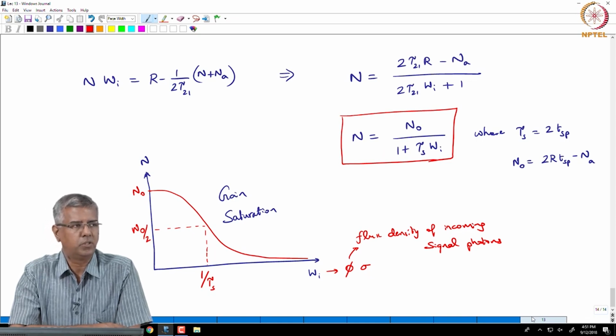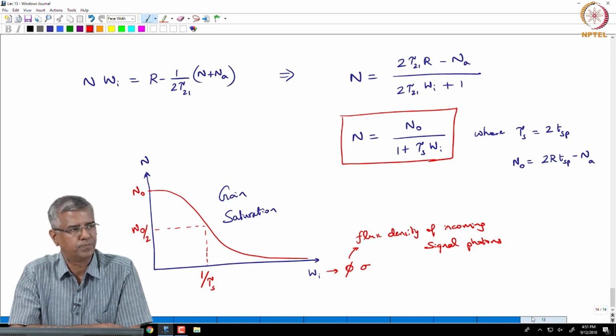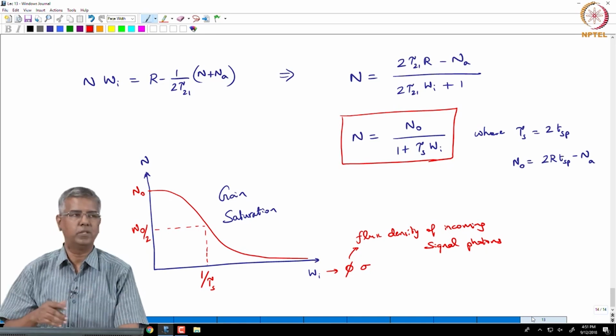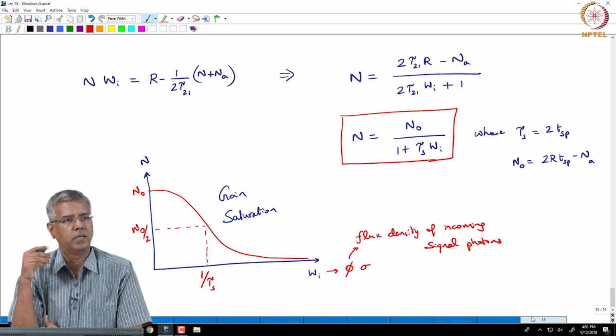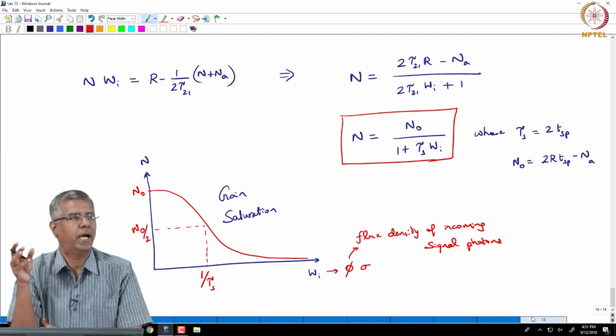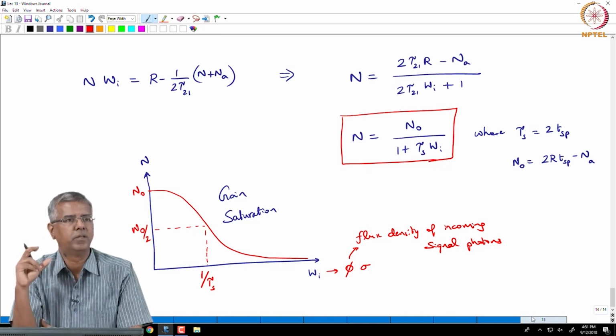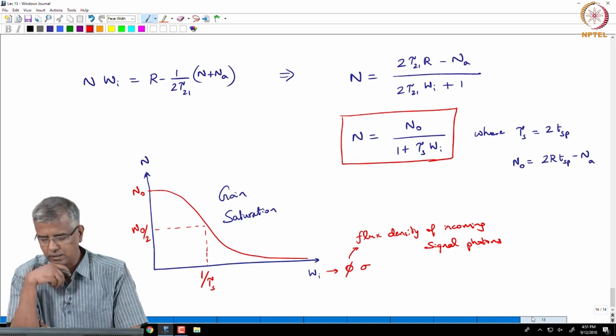That is the inversion that you get when there are 0 signal photons coming through. To get this inversion, obviously you are pumping this system, supplying pump photons to take these erbium ions from the ground state to an excited state. But assuming you do not have any signal photons coming through, you would be maintaining a certain inversion. That inversion is what we call n naught.